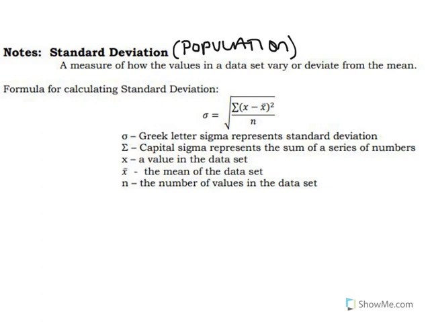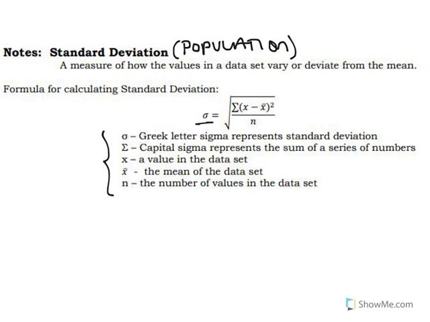No matter what, the standard deviation is a measure of how the values in a data set vary or deviate from the mean. That's what standard deviation actually means. Our formula for calculating standard deviation, the population one, has symbols, and I gave you a little chart right here of what each symbol actually means.